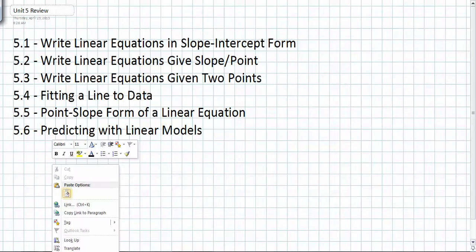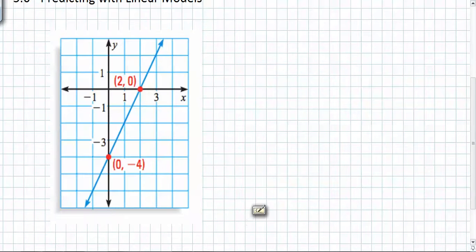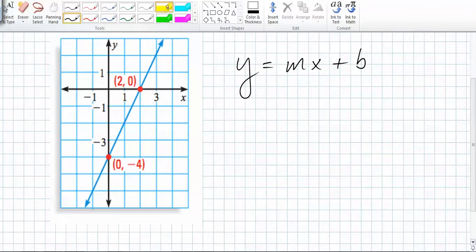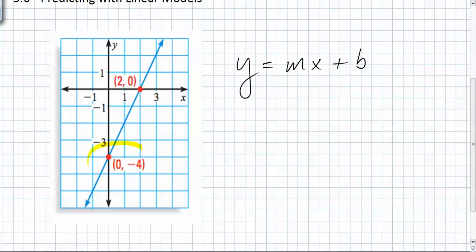So for example, you could start with this graph and I could ask you to write the equation of this function in slope-intercept form. Remember that slope-intercept form is y equals mx plus b, where m is the slope of the line and b is the y-intercept. If you're given a graph like this and it's labeled so nicely, you can find the y-intercept. It's where it crosses the y-axis, and in this case the value of b is going to be -4.